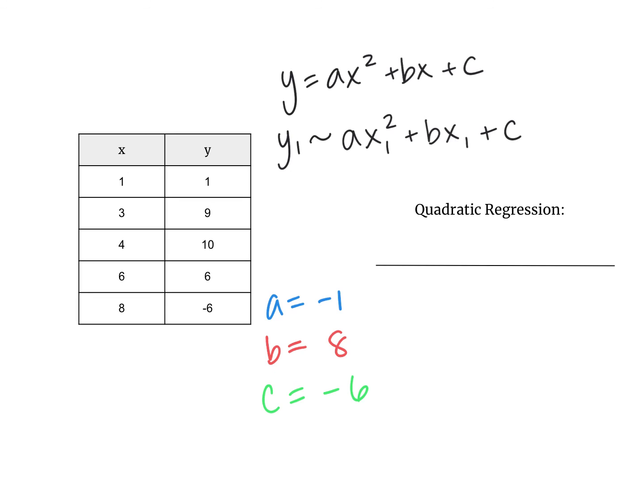So what we're going to do is use these values to plug in for this a, b, and c. So we have y equals a, which is -1, x squared plus b, which is a +8, and we put an x after that, plus c, which is -6, so we have a -6 at the end. And that's how we find the regression equation when you're given a table and asked to find the equation.